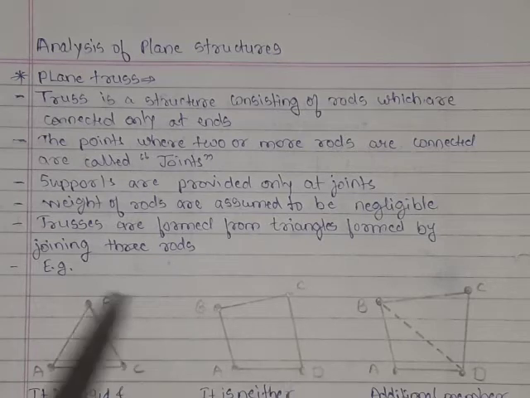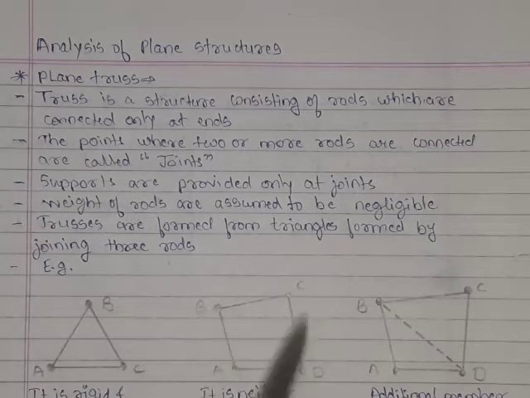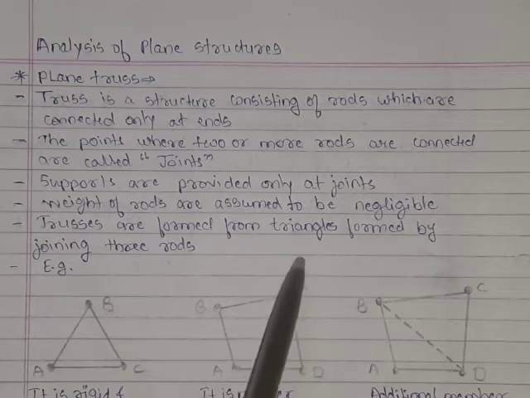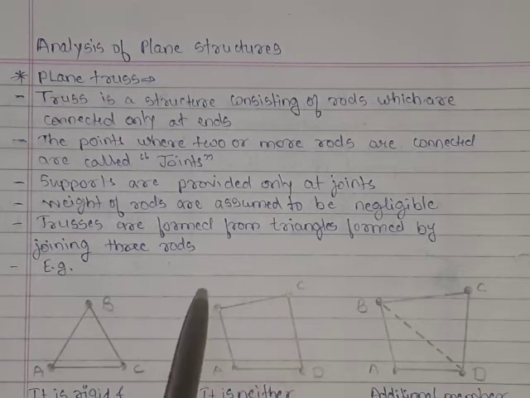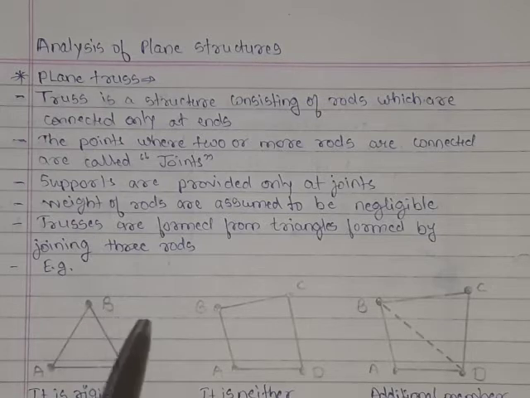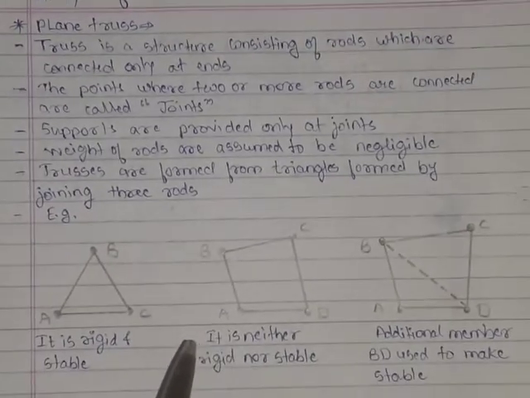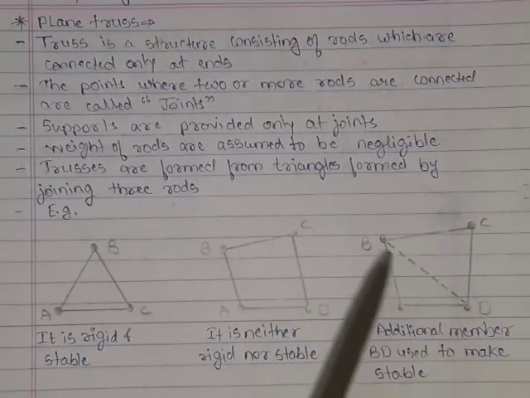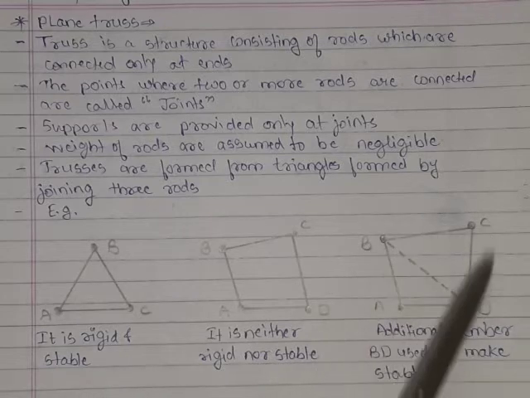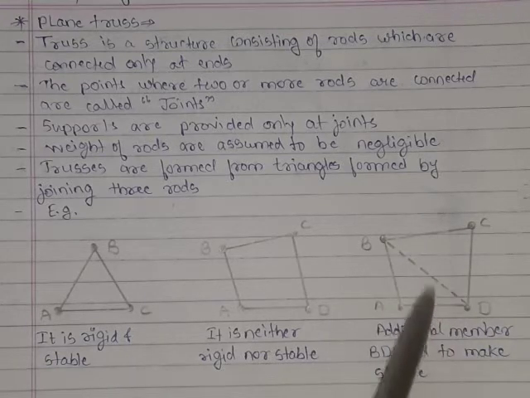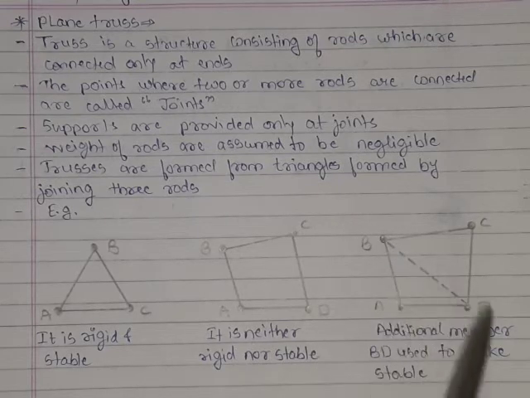Whereas in the second example, we see that there is a four-member structure. If we apply an external load at support joint C, this member is going to deform. So we can say that this structure is neither rigid nor stable. In order to make it rigid, we have to apply one extra member BD. When the BD member is added, the structure is composed of two triangles. So we can say this is a truss and it has now become stable.